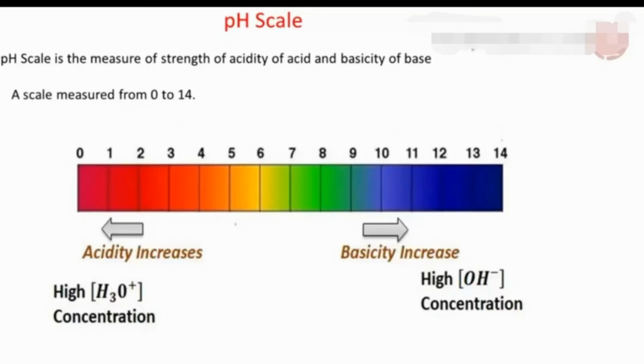Next comes pH. Here you can see this picture, means pH scale. pH scale is the measure of strength of acidity of acids and basicity of bases. It is a scale from 0 to 14. pH means power of H plus ion, and this reading is from 0 to 14. In pH, P stands for potenz in German, means power.